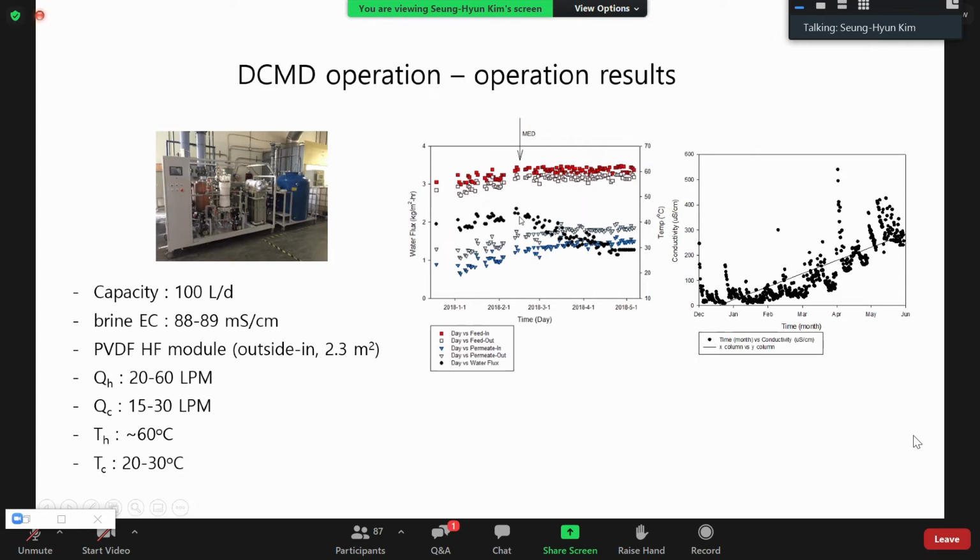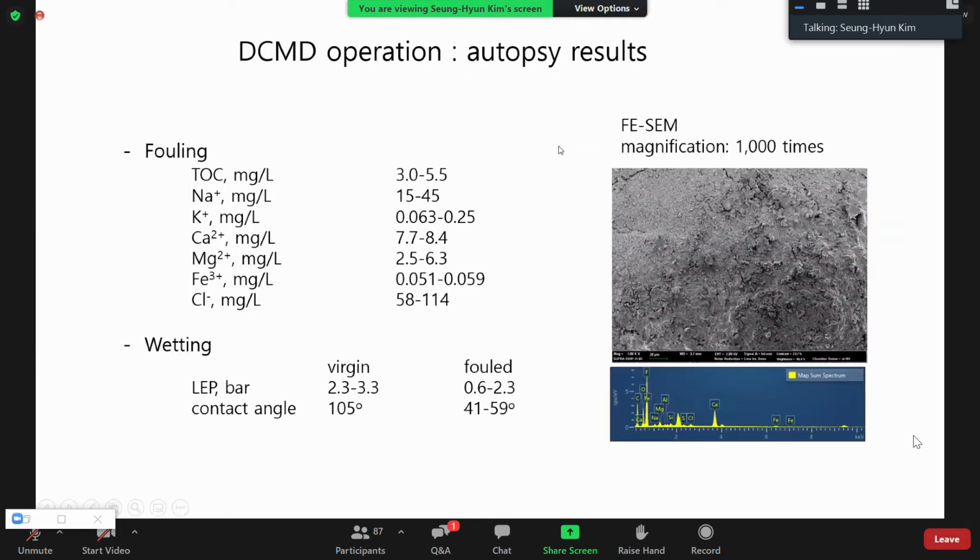But after we switch to MED brine, this flux declined. And this right-hand side graph shows electric conductivity. And when we switch to MED brine, the permeate conductivity also increased. So we took it out and did some autopsies.